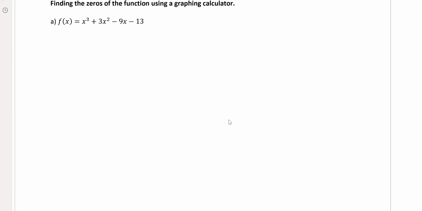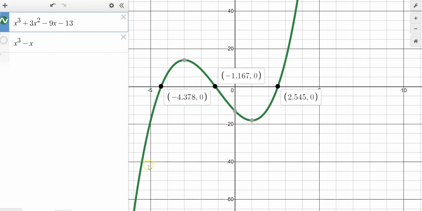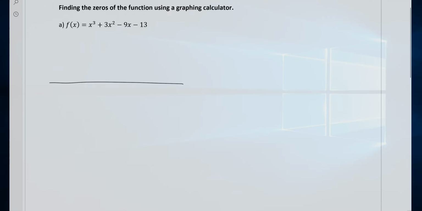All right, so this is finding zeros of a function using a graphing calculator, and it's going to be very, very quick. So all you have to do is draw a line, and you're going to input this into Desmos or your graphing calculator, and I'll show you how it looks with Desmos first. So here is Desmos, and here's our graph, and you just want to trace this graph onto that line I just drew. So like this.